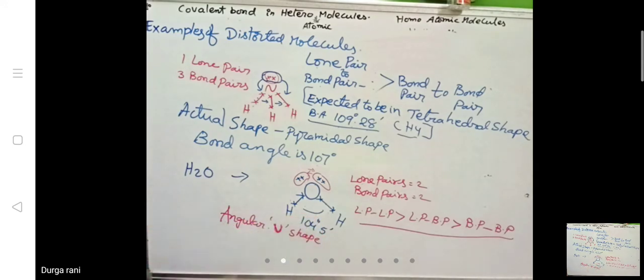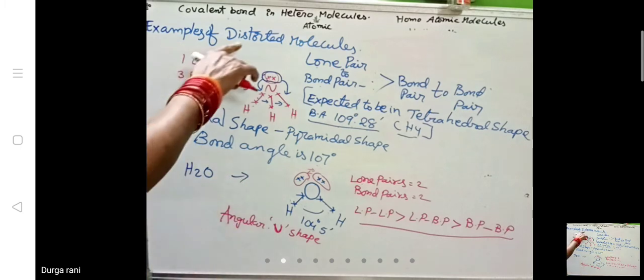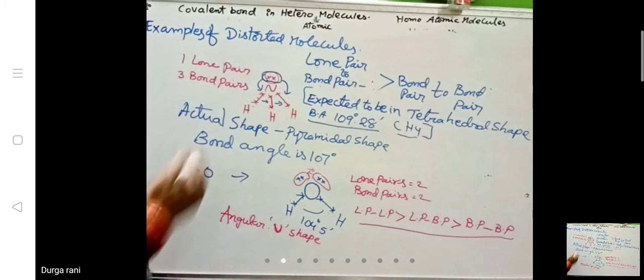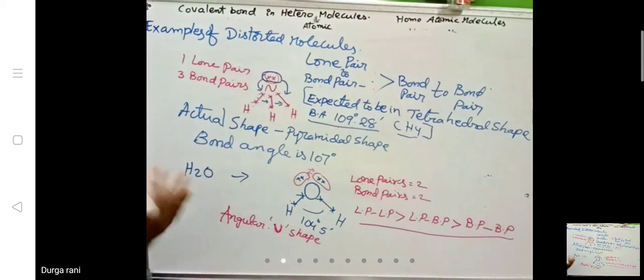In certain books they have given 104.5. In some books they have given 105 degrees. Okay, a round figure they have given. Is it clear for you? These are discrete molecules, and you should know what is meant by a lone pair and what is meant by a bond pair, and what types of repulsive forces are possible. That you are supposed to learn.